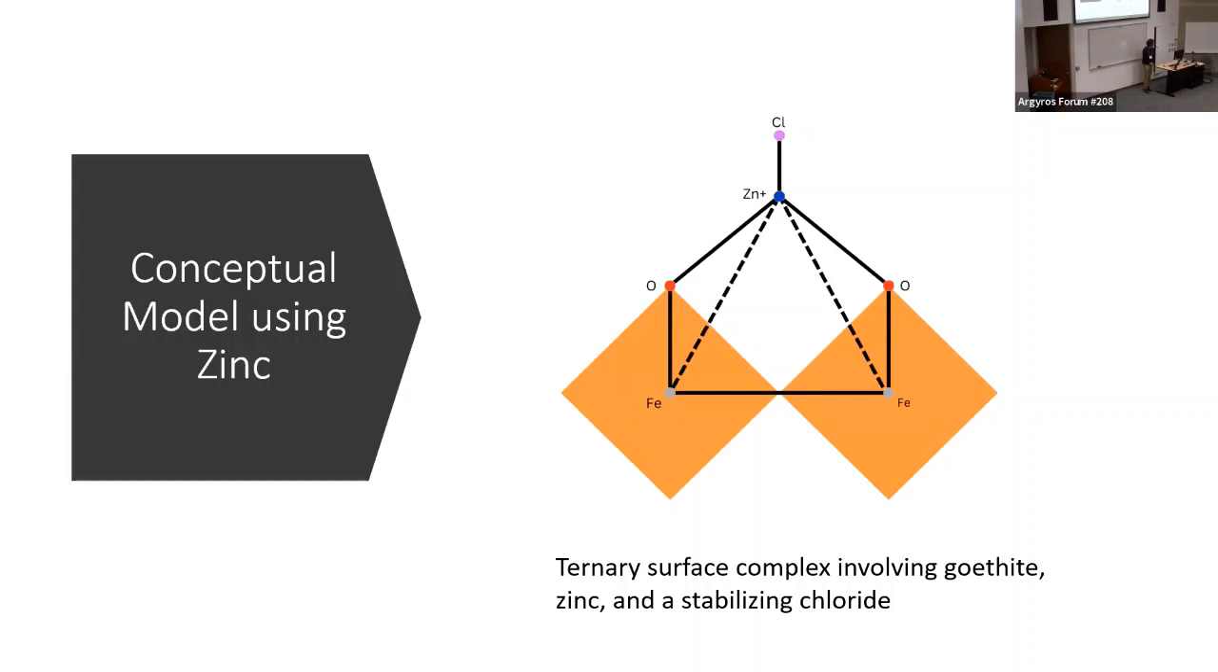And then just to get a picture of what's going on at a molecular level, we have a conceptual model here using zinc. We see in the orange that that represents the nanoparticle with the iron in the middle and the oxygen on the edge. And the oxygen is actually what's binding to the metal in this case, and the chloride is stabilizing this interaction. So that's why we see an increased retention when we introduce chloride to the suspension, because chloride is stabilizing this interaction between nanoparticle and metal.